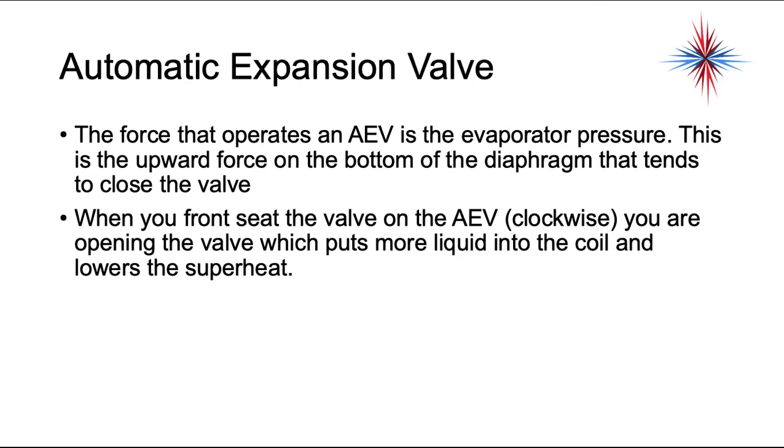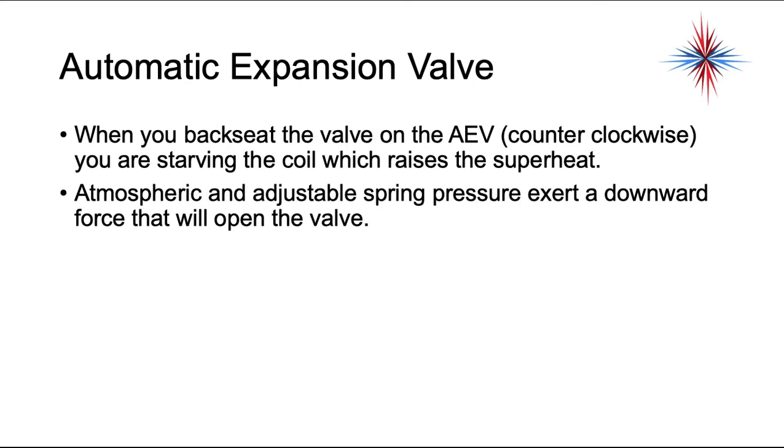When you front seat the valve on an AEV clockwise, you are opening the valve, which puts more liquid into the evaporator coil. Completely opposite from the TXV. Okay, remember, clockwise on a TXV, you're starving the coil. Clockwise on an AEV, you're opening the coil. When you backseat the valve on the AEV counterclockwise, you're starving the coil, which raises the superheat. Atmospheric and adjustable spring pressure exert a downward force that will open the valve.